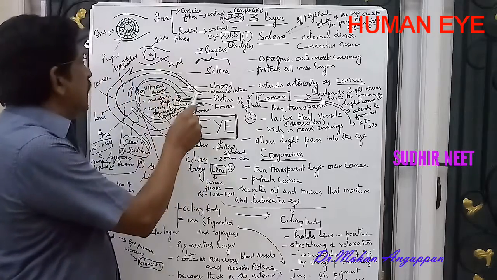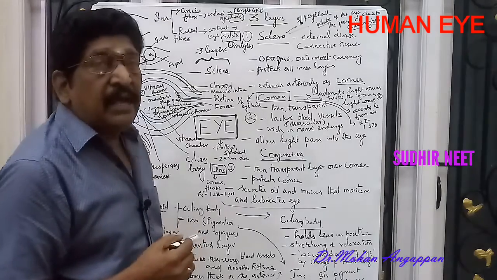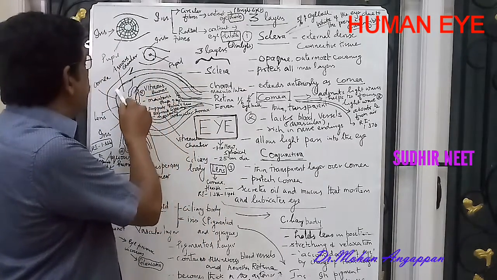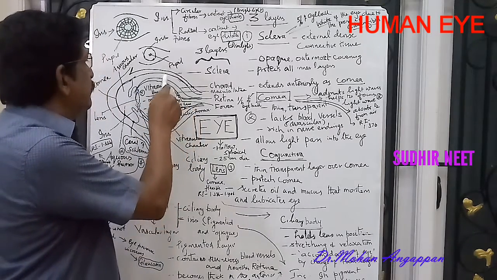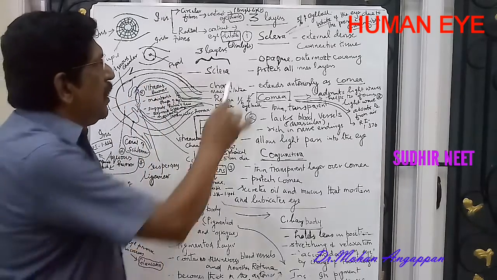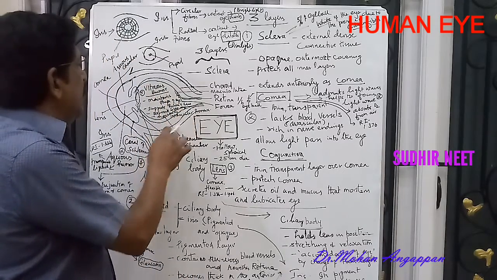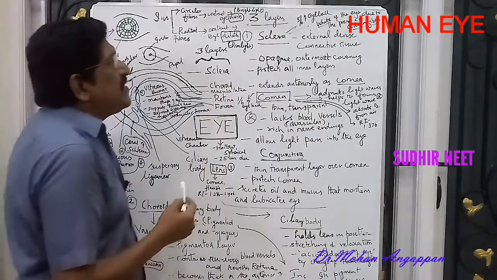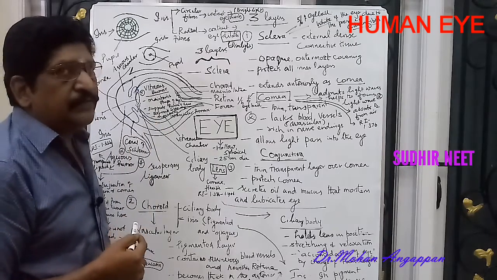You can see the outer layer, sclera. That sclera extends in front of the eye as cornea. Now let us take up sclera. If you take the total length of the eyeball, the sclera is 5/6 of the eyeball, and the cornea is the rest, 1/6 of the eyeball.